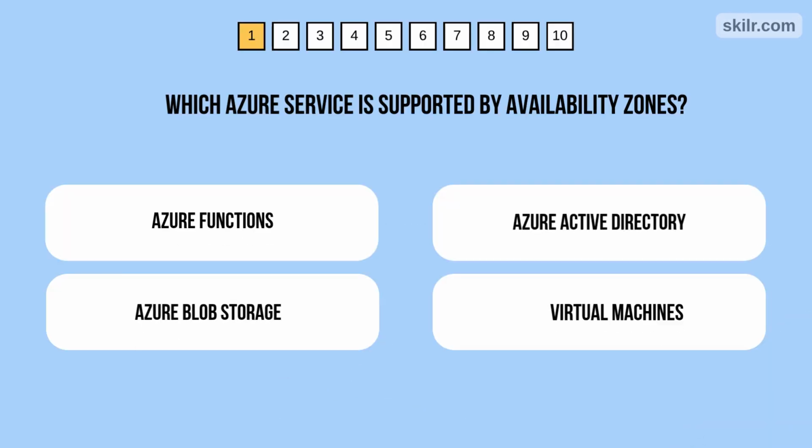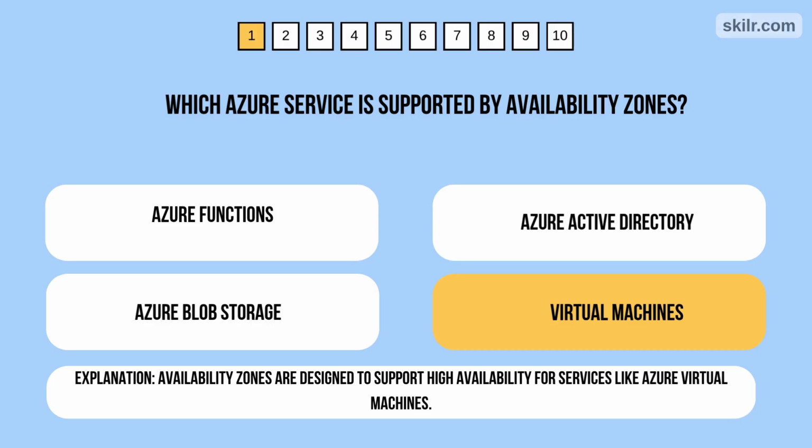Question 1. Which Azure service is supported by Availability Zones? The answer is virtual machines, as Availability Zones are designed to support high availability for services like Azure Virtual Machines.